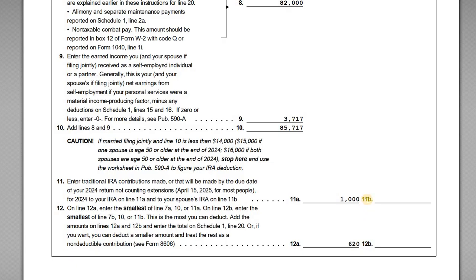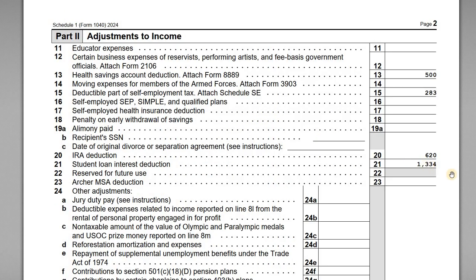I have more in-depth tutorials on the 8606. I'll put those links below also, so go check those out if you want more material on that. But the $620 that we have here is reported on Schedule 1, Part 2, on line 20.